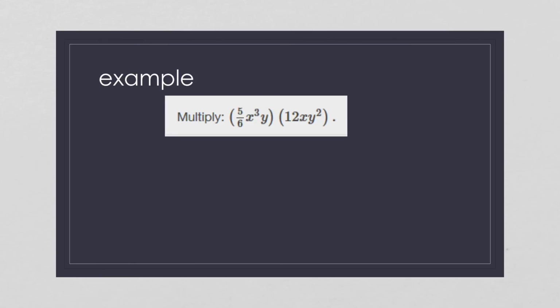Okay, again, I can't simplify anything in this parenthesis. I can't simplify anything in this one. So I'm just going to multiply 5 sixths times 12. If you are not good at this, you need to get a calculator. 5 over 6 times 12 over 1. So I get 10. X to the 3rd times x to the 1st is x to the 4th. Y to the 1st times y squared is y to the 3rd. We are done.